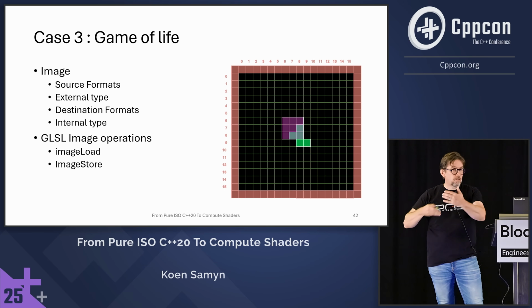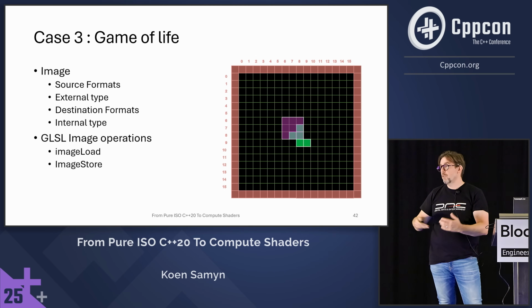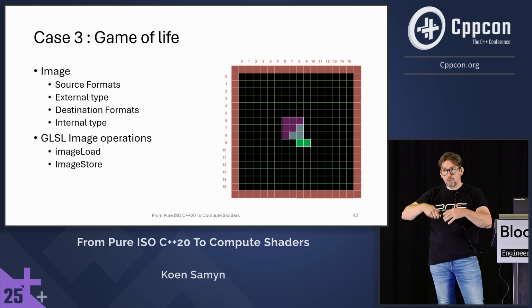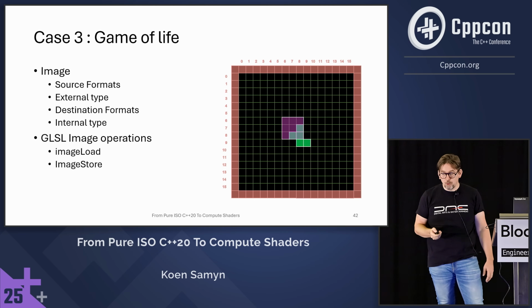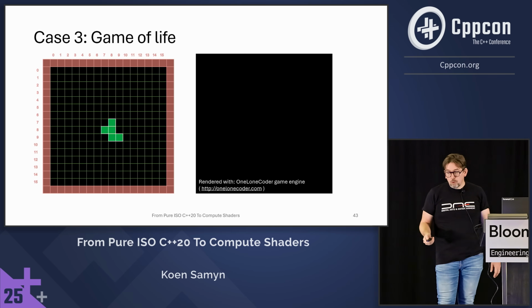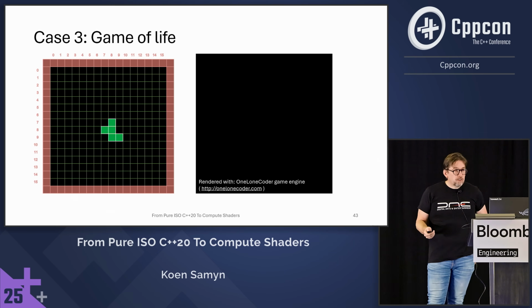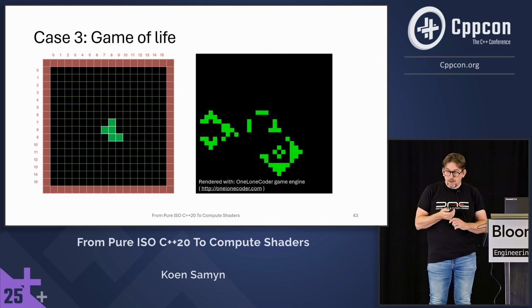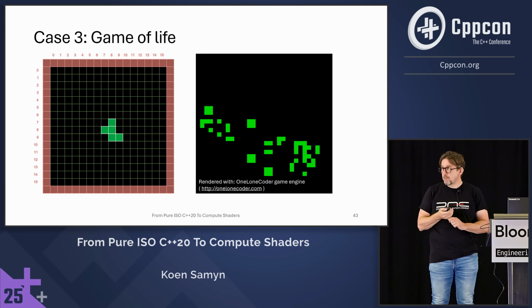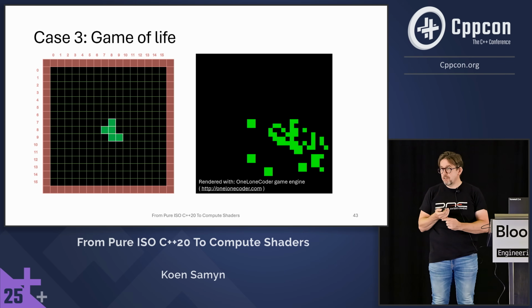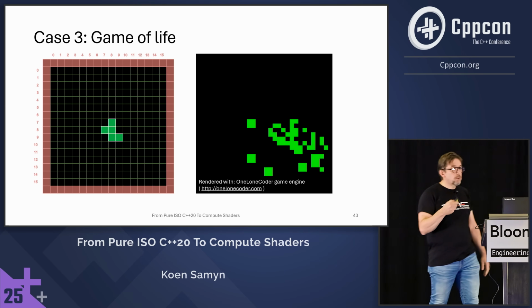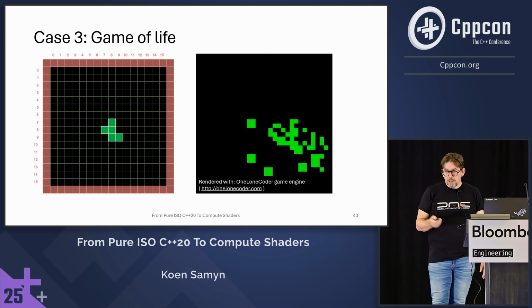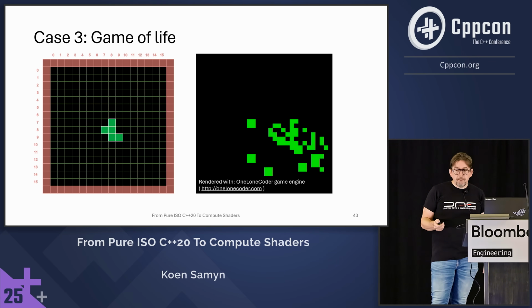It's an animation, so it's a state that evolves. For our students, that's also perfect because they like to see things move. One example, I rendered this with the One Lone Coder game engine, also pretty good. This pentomino stays alive for about 1,000 generations. I didn't show them all, but that's a nice use case to do.